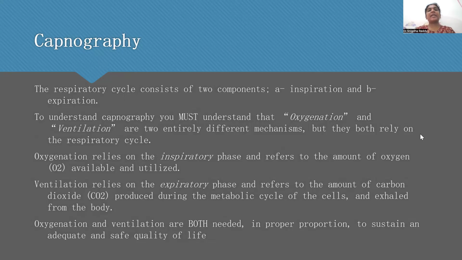Usually, the respiratory cycle consists of two components: inspiration and expiration. So first, to understand capnography, we need to know about oxygenation and ventilation, which are both different entities, but the respiratory cycle totally relies on them. Oxygenation relies on the inspiratory phase, and ventilation relies on the expiratory phase, including the amount of carbon dioxide produced during the metabolic cycle of cells and exhaled from the body. Oxygenation and ventilation are both needed in proper proportion to sustain an adequate quality of life.